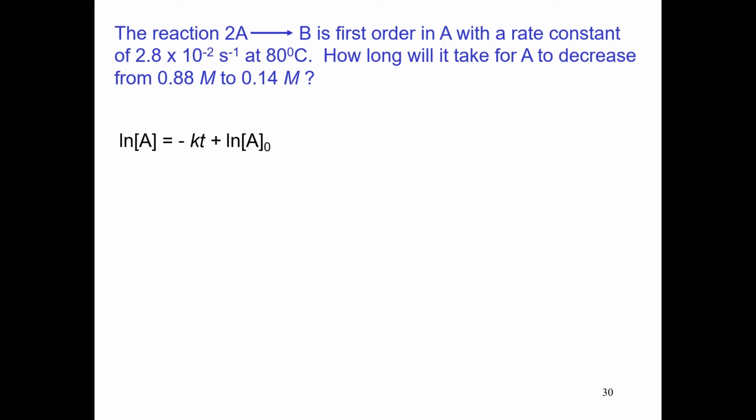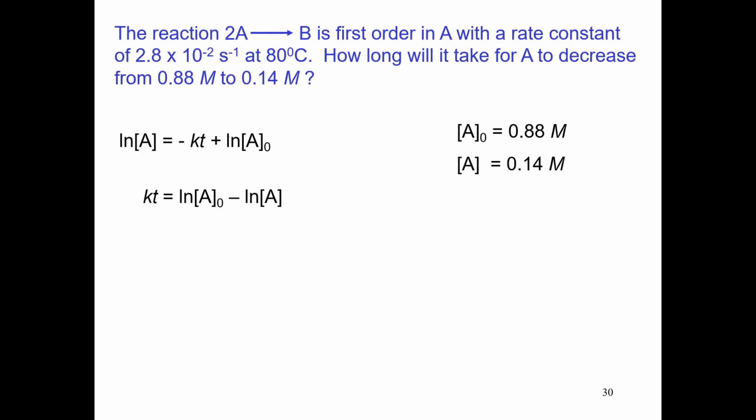So this is the format of the integrated rate law, right? Where the initial concentration, in other words, when we start the test here, is 0.88 molar. That's A sub 0. And then A is 0.14 molar. That's our target. And our goal is to find out what is the value of t when we plug in these numbers, right?